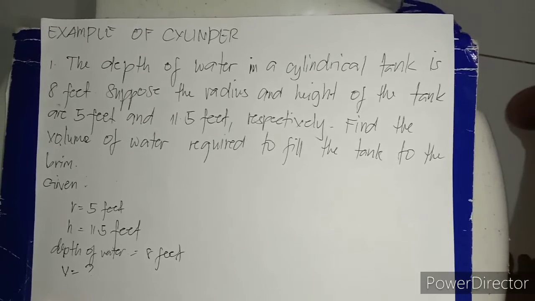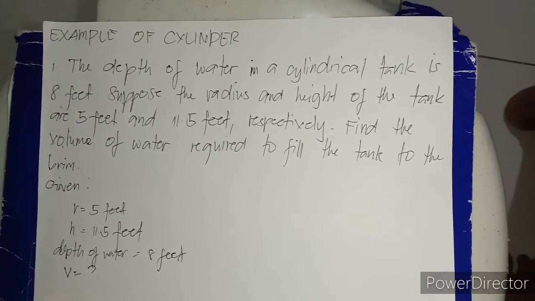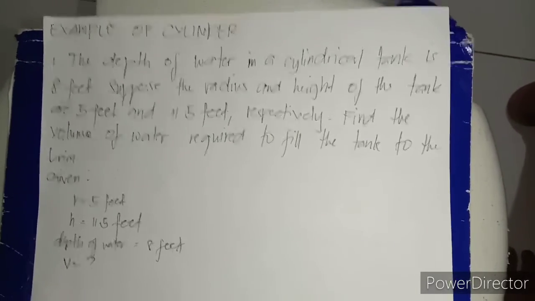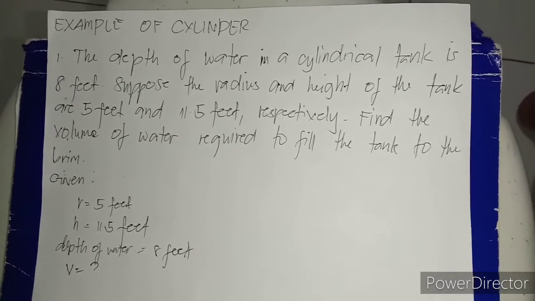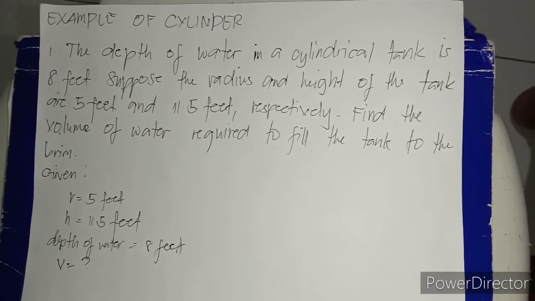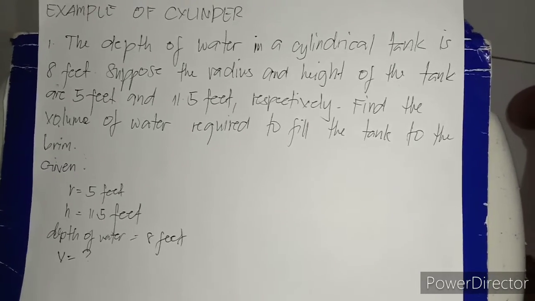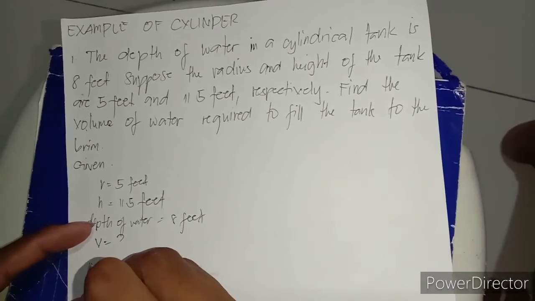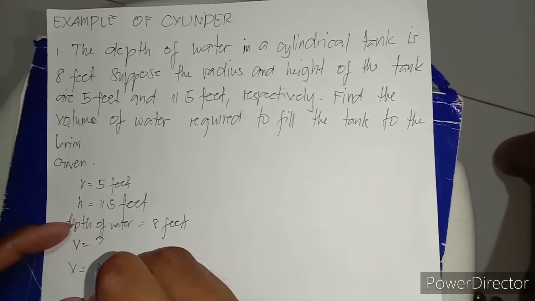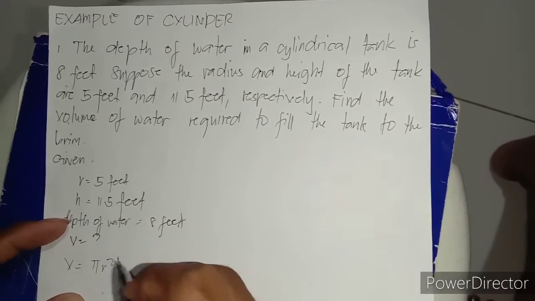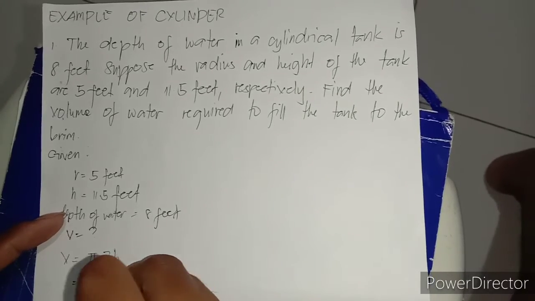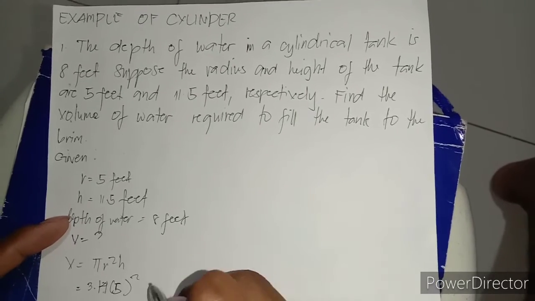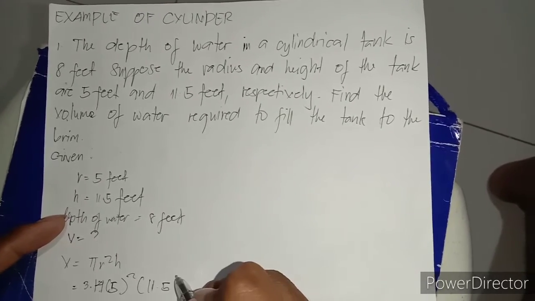Example of cylinder. The depth of water in a cylinder tank is 8 feet. Suppose the radius and height of the tank are 5 feet and 11.5 feet respectively. Find the volume of water required to fill the tank to the brim. So we have a given radius of 5 feet, height is 11.5 feet. So first we'll find the volume of the cylinder. So volume equals pi r squared times height. So pi is 3.14 times 5 squared times 11.5 feet.